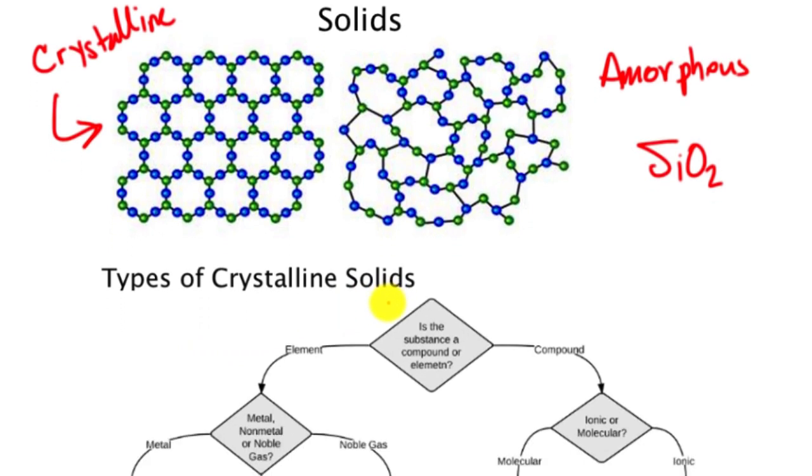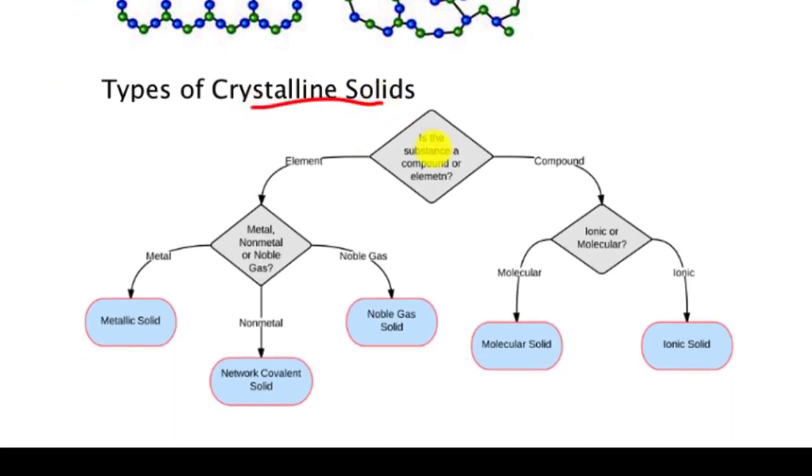Anyway, types of crystalline solids. One question they typically ask is, what type of solid would it form? It's very similar to the last flow chart that I had. So again, we're going to start out with, is the substance a compound? And again, I misspelled element because I kind of copied off my original one. So anyway, is the substance an element or a compound? Well, if it's a compound, it's either going to be ionic or molecular. Again, if it's molecular, you would call it a molecular solid.